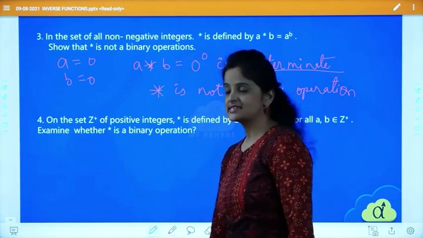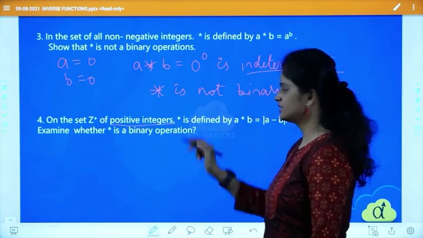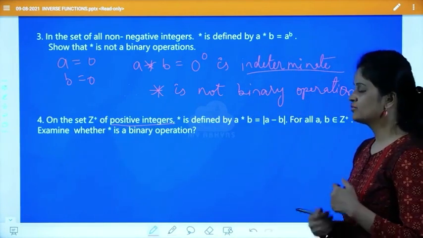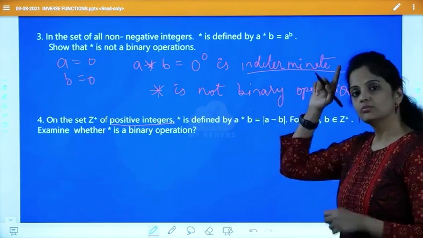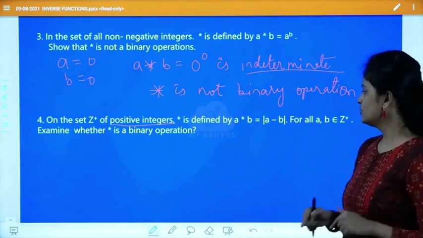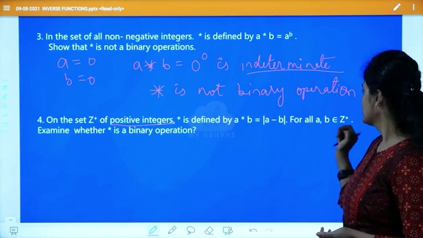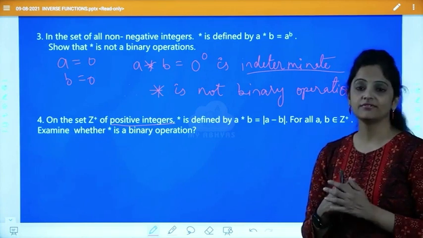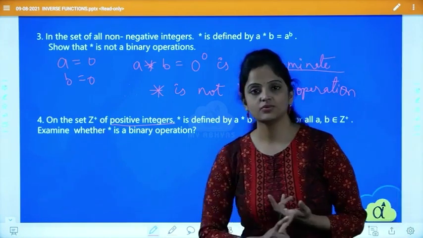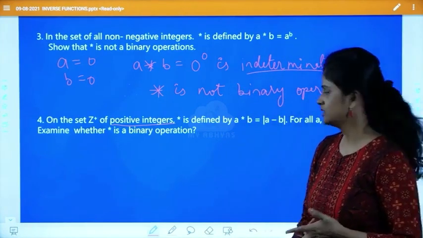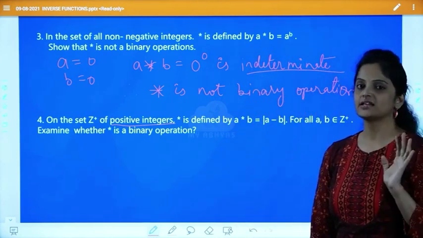Fourth one, on the set Z plus, that means positive integers we are talking about. If I am taking positive integers, star is defined by A star B is equal to mod of A minus B. When you have mod, obviously it will be positive. For all A, B belonging to Z plus, examine whether star is a binary operation. So what is happening here? A is one positive integer, B is one positive integer. So positive minus positive, still chances are there to get negative.